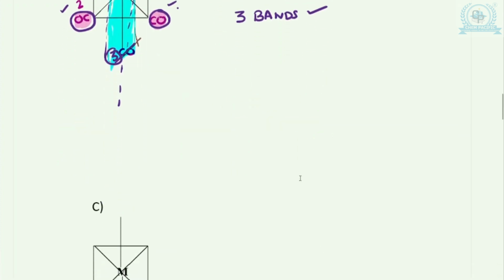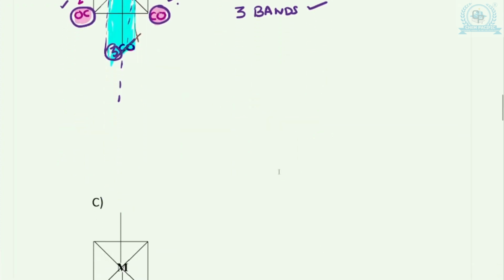Now let us move on to the third one. Now this is very important. I already informed you one thing, that if it is C2V, otherwise it is CS. Here the total number of CO units is equal to the total number of CO bands. Always keep this in your mind.